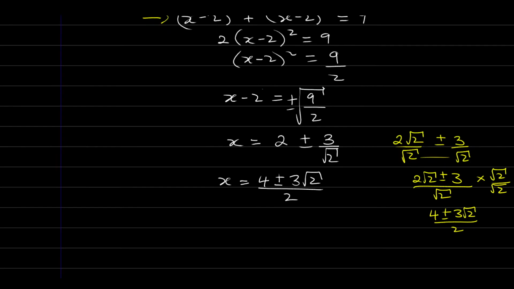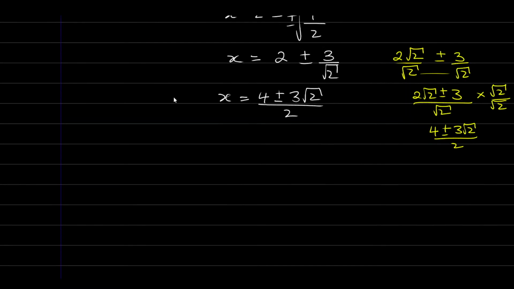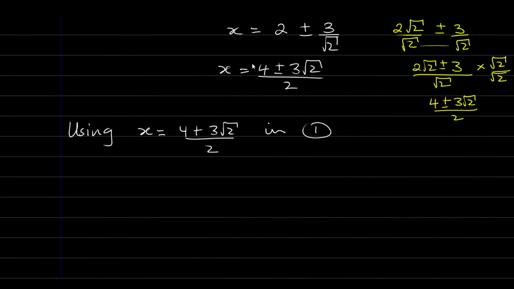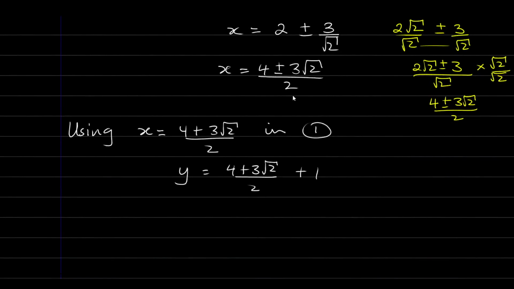Okay, so let's move on from here. So I have x, I need to find y. Using x equal to 4 plus 3 root 2 over 2 in equation 1, which is y equals x plus 1, I'm just going to say y is equal to x, which is 4 plus 3 root 2 all over 2, plus 1, right? I can do the same thing I did before.